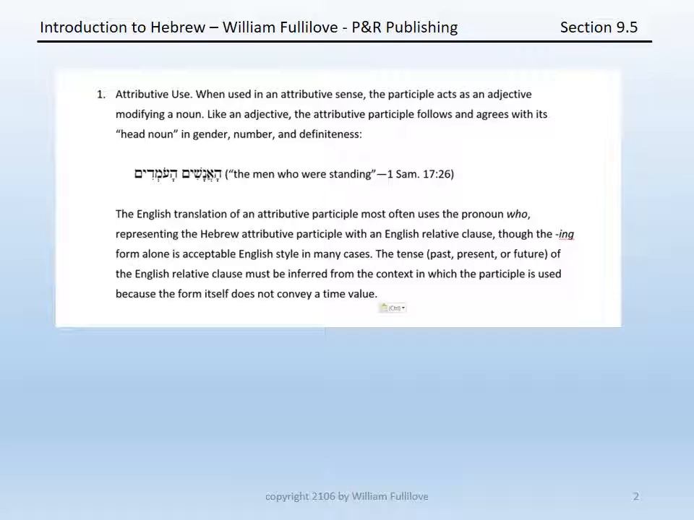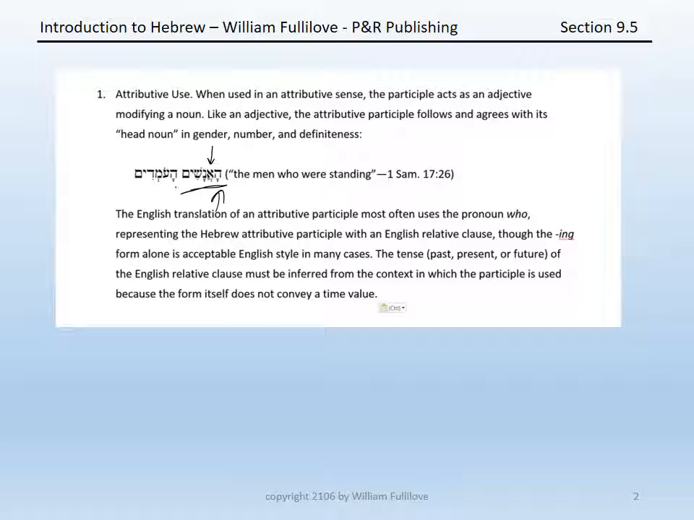First, there is the attributive use. When used attributively, the participle is acting like an adjective and modifying a noun. Like an adjective, then, an attributive participle will follow a noun and agree with that noun in gender, number, and definiteness. For instance, from 1 Samuel 17:26, ha-anashim ha-omadim. The men, definite article plus anashim. Note that the article has the vowel qamets because aleph cannot double and we have compensatory lengthening.